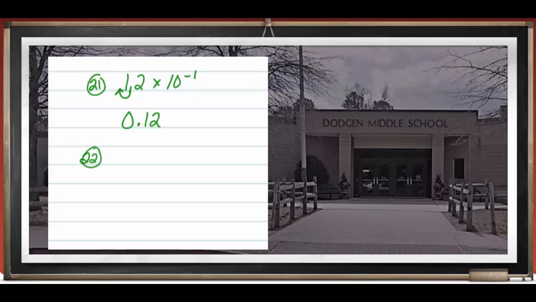Problem 22. 0.04 times 10 to the 6th power. Multiplying by 10 to the 6th power is going to create a larger term. Remember, the term is still equivalent. It's just going to make my decimal answer here look like a larger value because that power is going to shift the decimal over. So for this particular problem, we're going to move the decimal to the right 6 places.